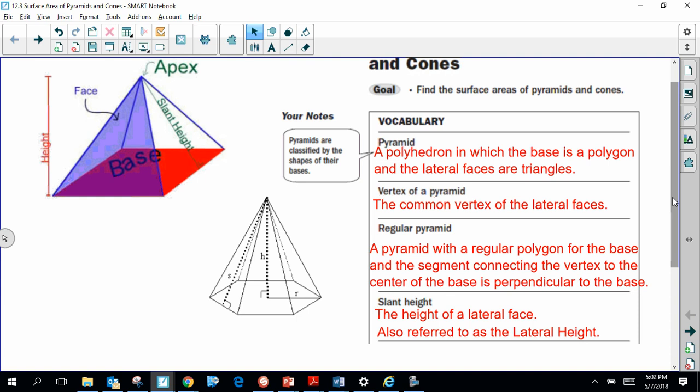A regular pyramid, anytime they say it's a regular pyramid, that implies that the base, whatever the base is, is a regular polygon of some kind. So the pyramid that's kind of more in the middle of your screen, that one is a regular hexagonal pyramid, meaning that the base is a regular hexagon. Slant height is going to be the height of the lateral face. Since it's the height of the lateral face, it's also often referred to as the lateral height of the figure.